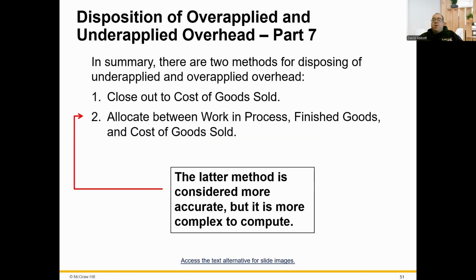And so in summary, there are two methods that you can use. One is, again, to simply close out to the cost of goods sold. The other one is to allocate the overapplied or the underapplied overhead to the work in progress, the finished goods, and the cost of goods sold. Note that, again, the latter method would be the most accurate, but it is more complex to compute. But you can do either one. You just need to be consistent in which one you're choosing.